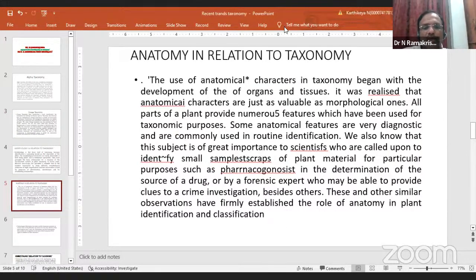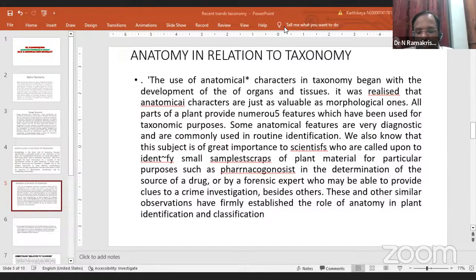The recent trends: the first one is anatomical structures. Anatomical structure means so many things: epidermis, trichomes. So we call this anatomical structures. And similarly, embryological structures. The next one is pollen grain structures.